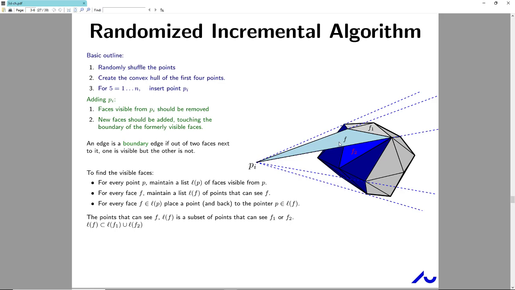Let's say we consider face F that was created using this boundary edge, with an invisible face F1 and a visible face F2. The main observation that we can make here is that the list of points that can see face F is a subset of the list of points that can see either F1 or F2. In other words, every point that can see F must see either F1 or F2, or potentially even both. As a result, if I have these two lists, I could go through them and update the list of all the points that can see F.